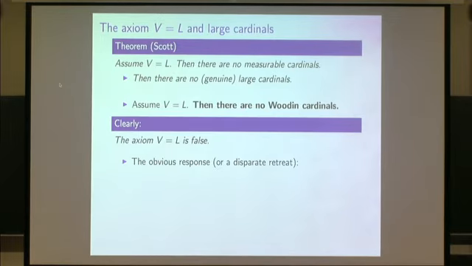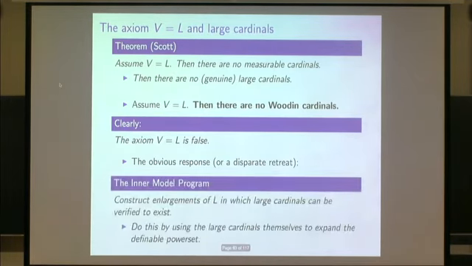Now, there's an obvious response. Some might say this is a desperate retreat. That's the inner model program. Let's construct enlargements of L in which large cardinals can be verified to exist. But let's do this by using the large cardinals to expand the definable power set. One could view Scott's theorem as saying the definable power set's too simple. We need a richer definable power set. So the question is, we have the definable power set and the full power set. Maybe there are interesting intermediate notions, and that's where we need to look.